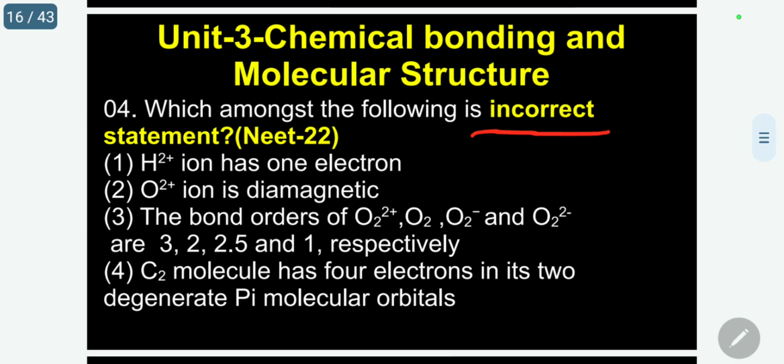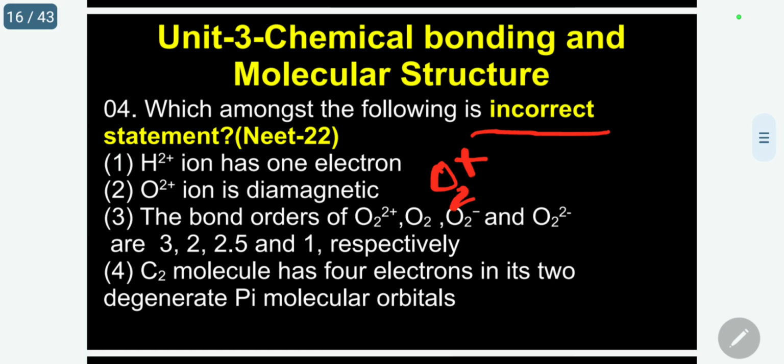Number 1: H2 plus ion has one electron. 2: O2 plus ion is diamagnetic. 3: The bond orders of O2 plus, O2, O2 minus and O2 2 minus are 3, 2, 2.5 and 1 respectively. And 4: C2 molecule has 4 electrons in its 2 degenerate pi molecular orbitals. So these are the statements given.